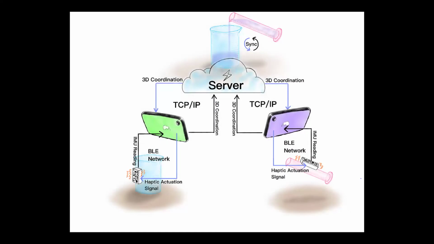Modules, phones, and a remote server form a multi-tier network architecture. On the lower tier, modules are linked to the phone through the Bluetooth Low Energy, BLE, network. On the upper tier, the smartphones from different users are connected to each other through an intermediate server. The TCP/IP protocol is used in this tier to ensure reliable data transmission between phones.